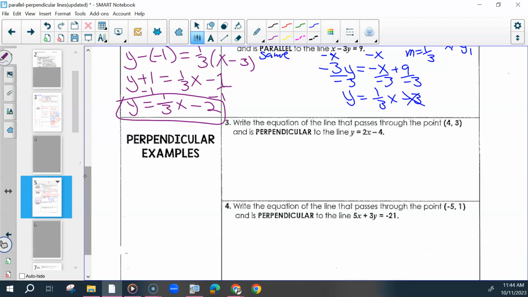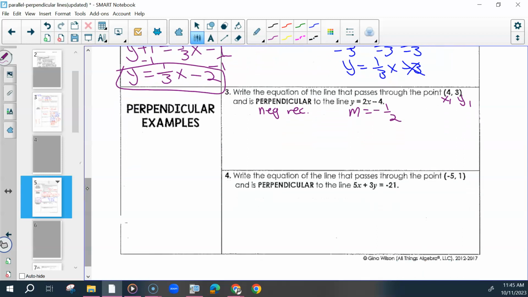Because this is still our x1, this is still our y1, but if it's perpendicular, it needs to be a negative reciprocal. So we need to take the 2 and flip it and make it negative. So what would be our new slope? Not negative 2, but it will be negative 1/2. This is going to be the first step for all of your perpendiculars. If you don't do this, but do it at the end, your whole problem will be wrong.